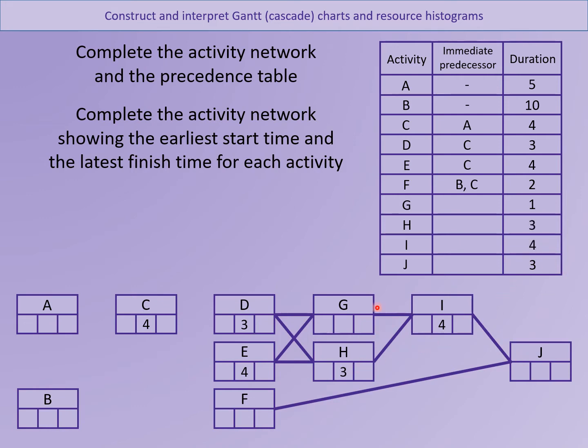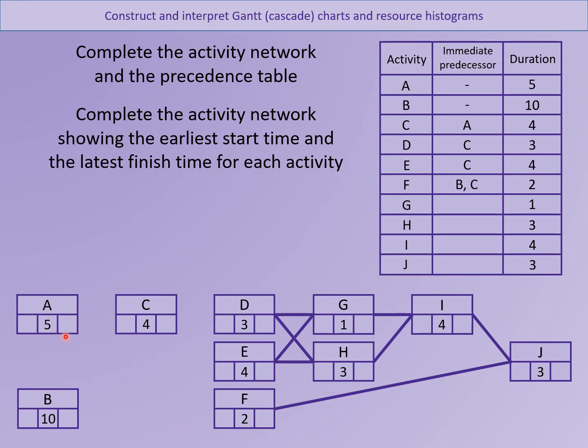Once you've filled those parts in, it doesn't really matter which way around you do this, but what I would do next is start thinking about how we could fill out some of these activities. If you look, activities A and B are the starting activities, and we can fill their durations in just there, so 5 and 10. F is 2, so 2 hours there. G is 1, and then we've got J at the end, which is 3. So we've filled out all the duration boxes.